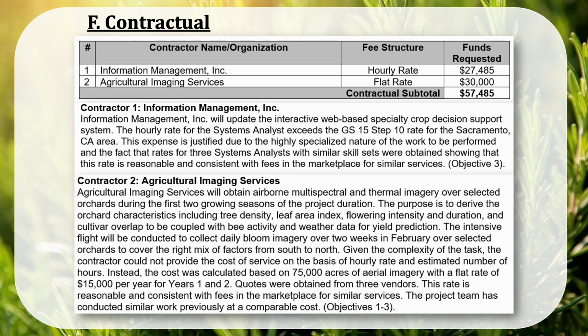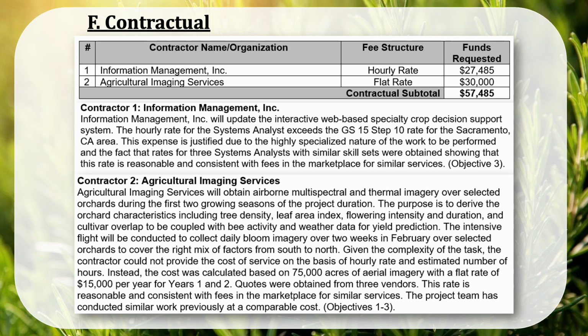This is an example of a project with 2 contractors. The table lists the contractor organization, specifies the fee structure that will be used for each, and indicates the total amount of funds requested. Below the table is justification for each contractor. The justification for contractor 1 explains why a salary in excess of the GS-15 Step 10 is appropriate. The justification for contractor 2 details a flat rate fee structure used.